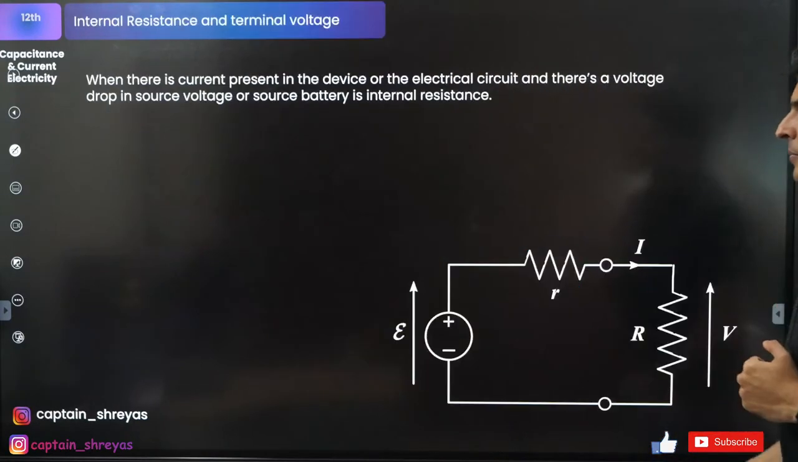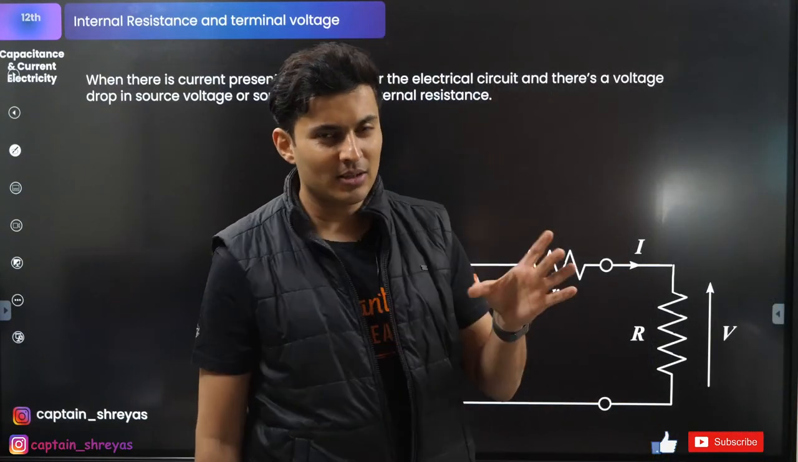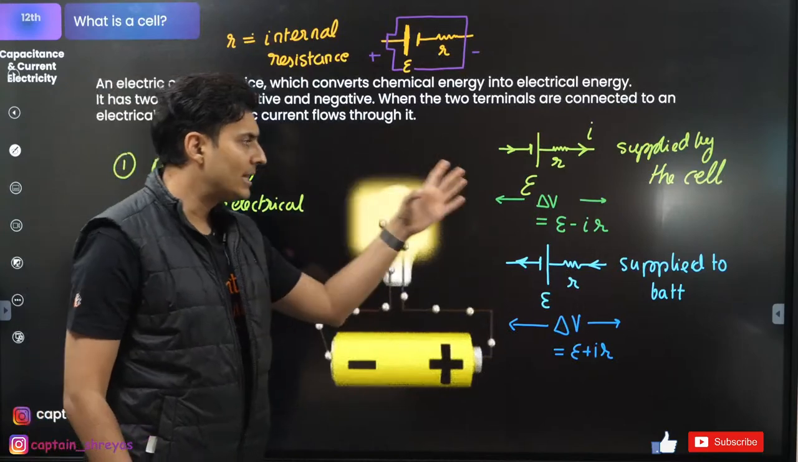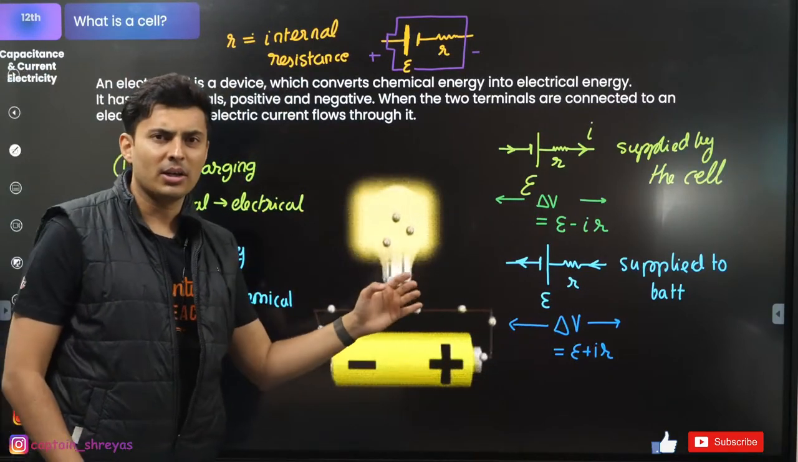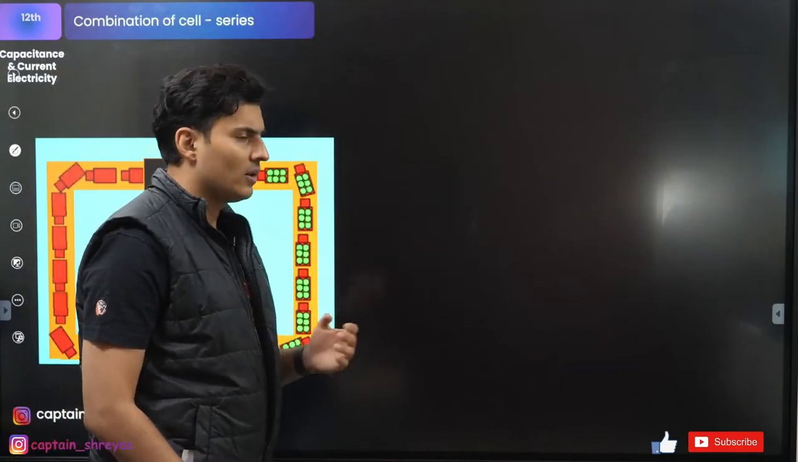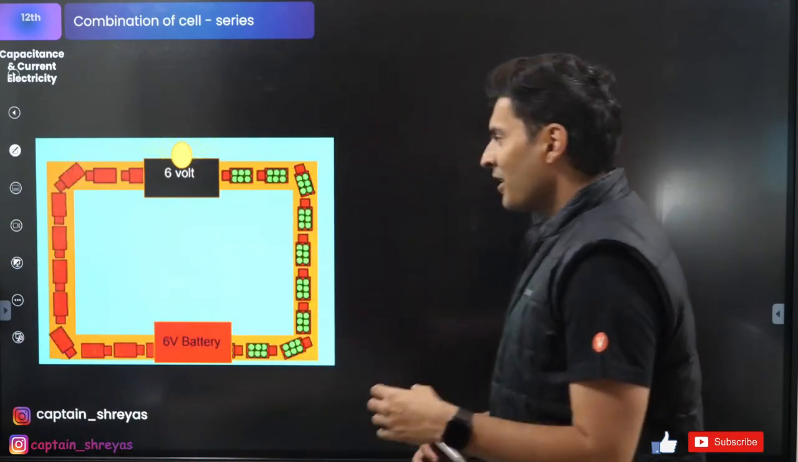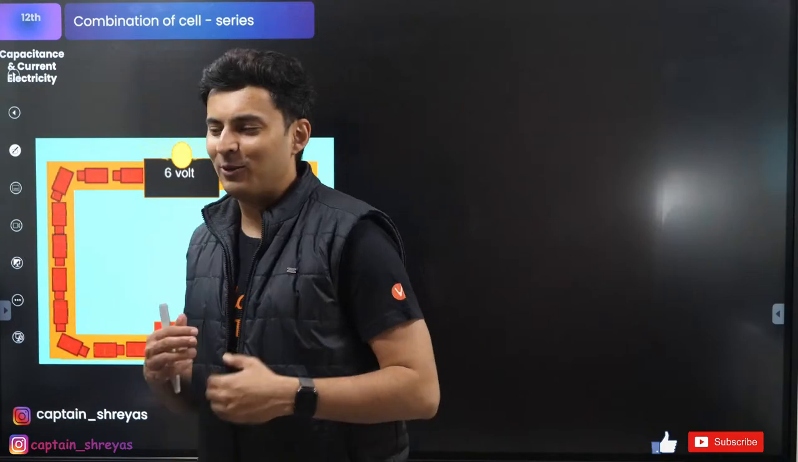And please do that. So I have talked about what is the voltage difference across a cell. When is it less? When is it more? So while discharging and while charging, both the important scenarios are done. What is the meaning of internal resistance? Also done. Now, there are a lot of funny questions where you have batteries also combined one after the other.